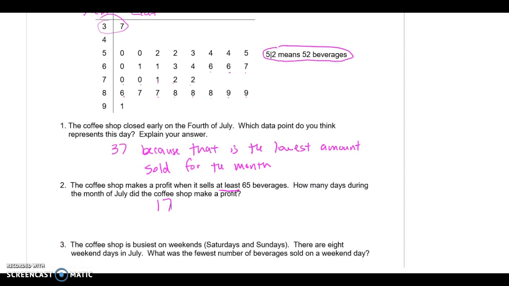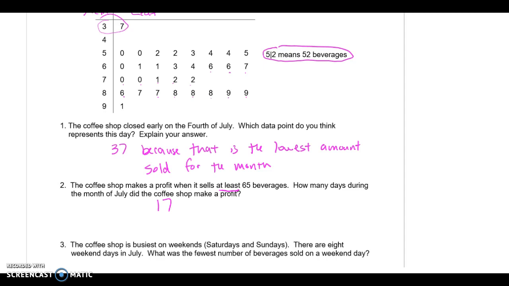The coffee shop is busiest on weekends, which are Saturdays and Sundays. There are 8 weekend days in July. What was the fewest number of beverages sold on a weekend day? We're assuming that none of the highest 8 values are going to be weekdays, because they're busiest on the weekends. So what we're looking for are the 8 highest days, and the lowest of those is going to be our lowest selling weekend day.